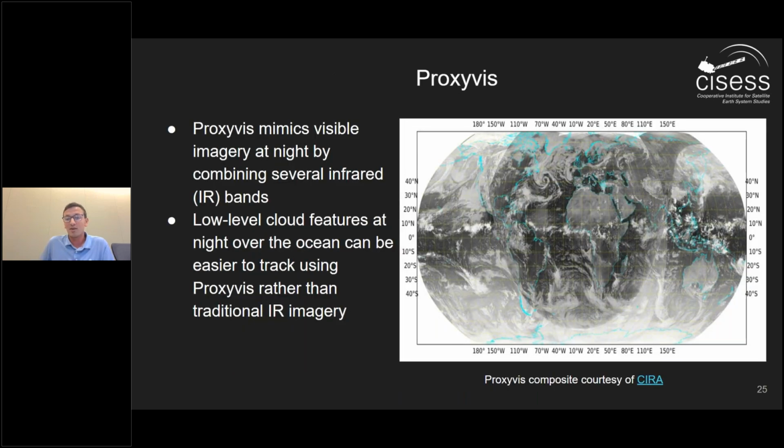A few weeks ago at one of the satellite book clubs, we did discuss ProxyVis, and I said I'd be back to talk about it, so I will introduce it here today. ProxyVis mimics visible imagery at night by combining several infrared bands and doing a linear regression. It's very easy to look at low-level cloud features, especially over warmer SSTs, some that you can't see in the traditional IR imagery. So this is a really huge addition for our forecasters. Next slide.